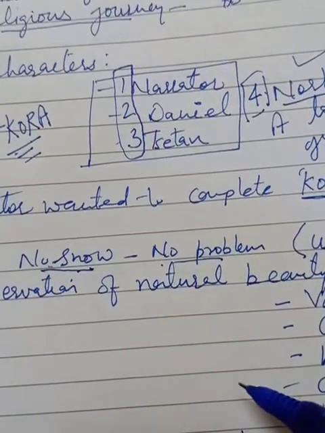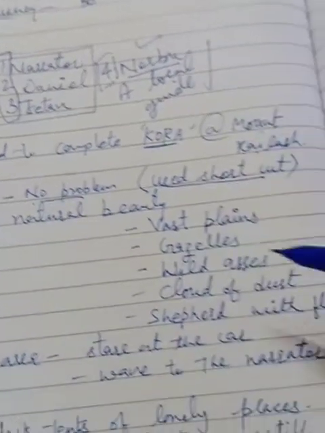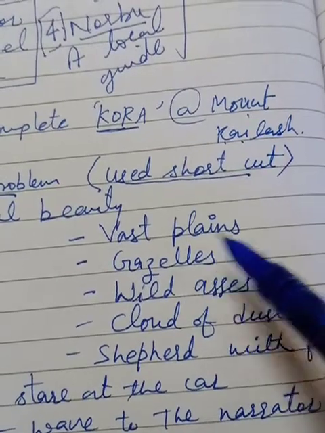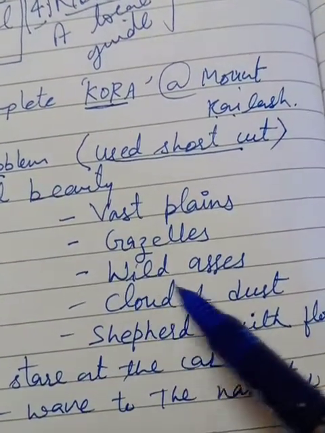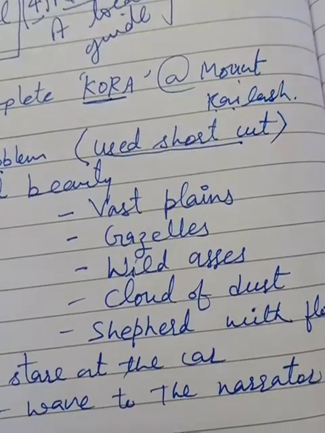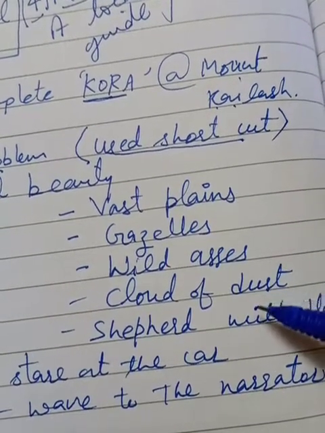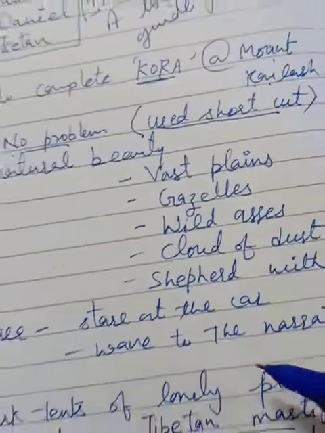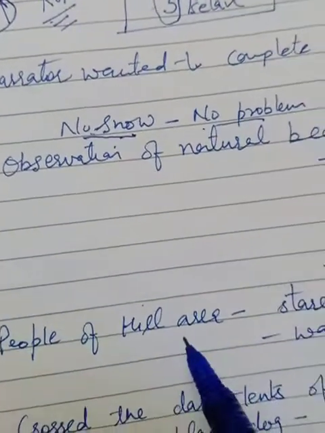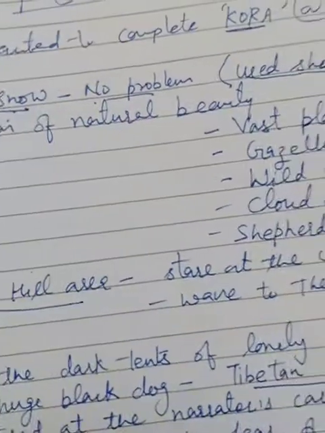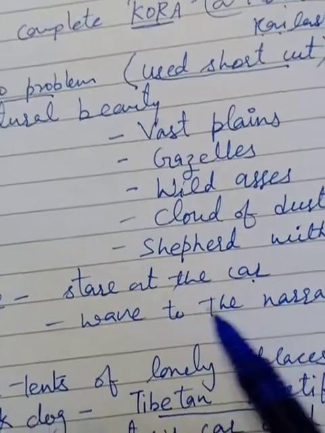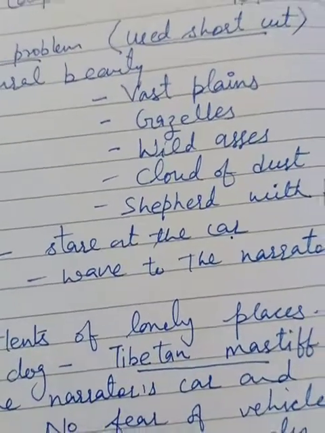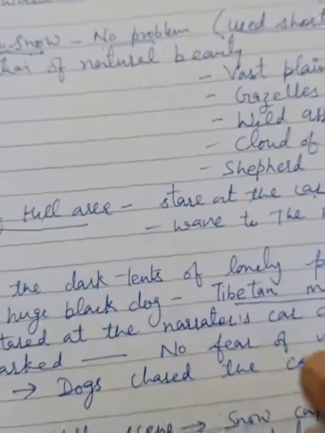Now, observation of natural beauty. When they started their journey, on the way they found natural beauty like vast plains, big plain areas, then gazelles moving here and there, wild asses, clouds of dust. Obviously, when they were in the plain area, there was dust, and shepherds with flocks. Then, what did the people of the hill area do? They stared at the narrator's car, and they said hi, hello, by waving, by shaking their hands. This happens on the way.